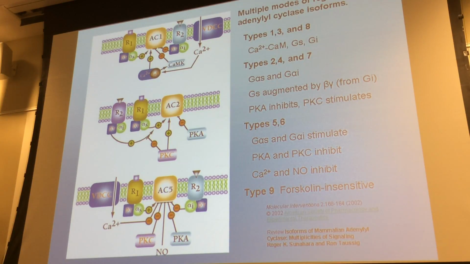Have you heard of methylxanthines as a class of drugs? No? Caffeine and theophylline. Theophylline is largely in tea and caffeine is largely in coffee. These drugs are all methylxanthines, and it turns out that they inhibit these phosphodiesterases.